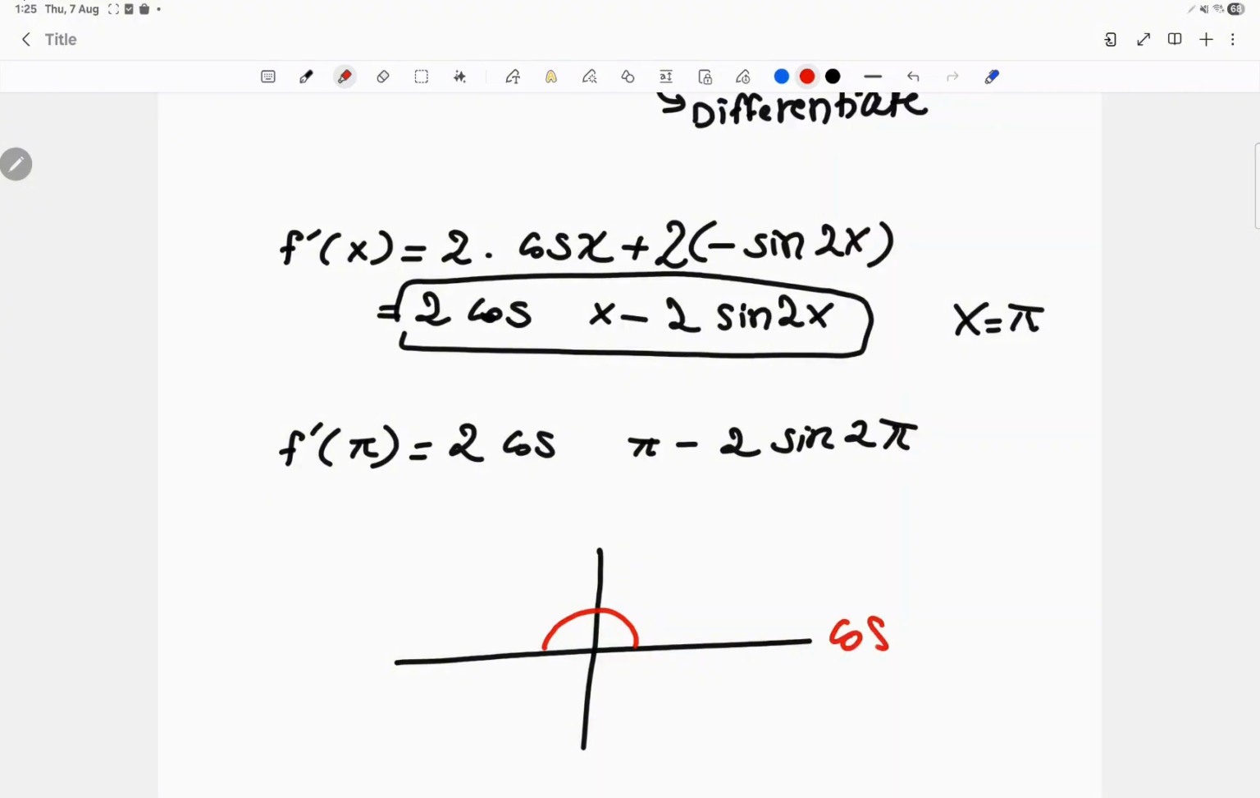Cosine of 0 degrees is equal to 1. But cosine of pi is equal to -1. That's common knowledge for an AP student. Okay? Yeah. So times 2. What's the sine of pi? I mean, what's the sine of 0?